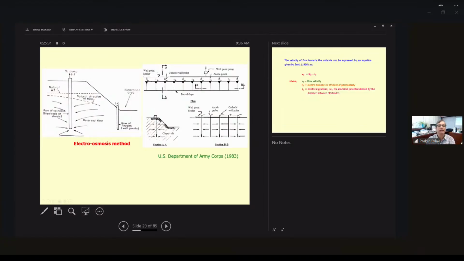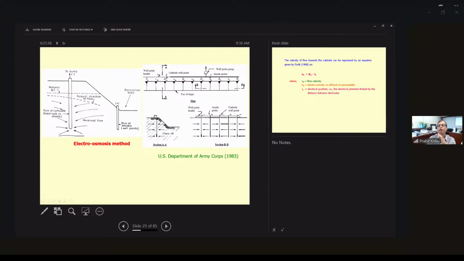This is how it looks. So you see here, this is the pump over here. These well points are the anode, this is the cathode, and this is the initial water table. There should be the voltage difference, and then the water will be going towards the cathode, and then you pump the water out. So this is how it looks.